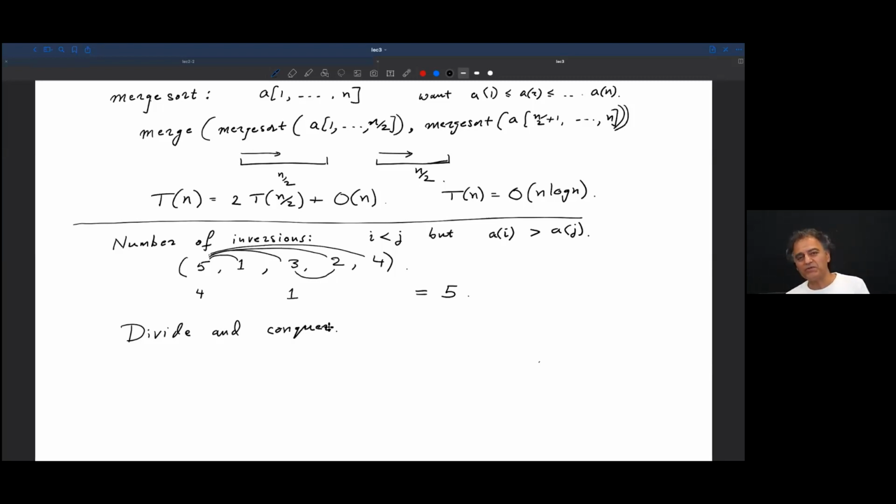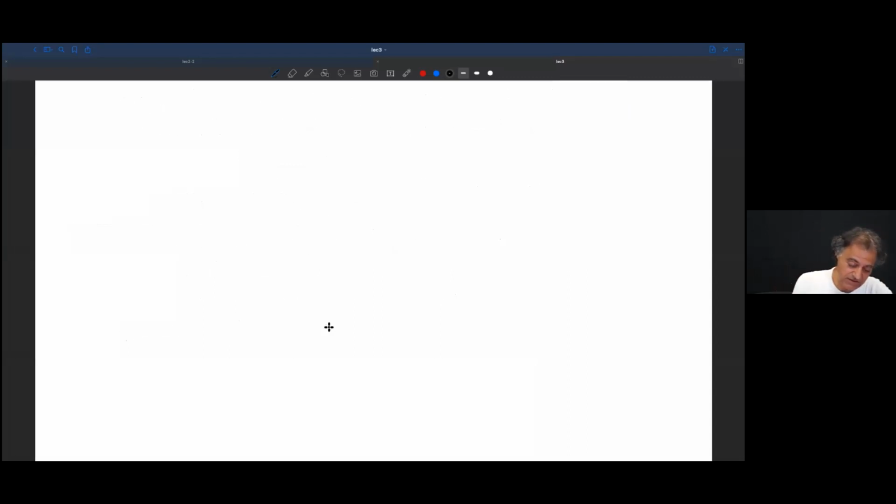And so what I want to do here is walk you through how one thinks about divide and conquer, and how one thinks about it in the context of a problem like this. Okay, so let's move to the next page, and let's say we are looking for the number of inversions, where there's an inversion when i is less than j, but a_i is greater than a_j. So how would we do this using divide and conquer?